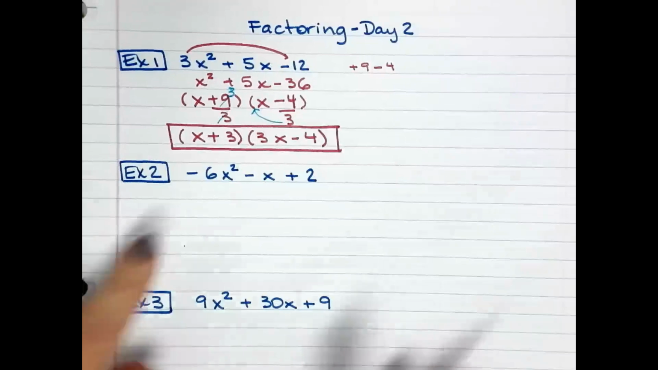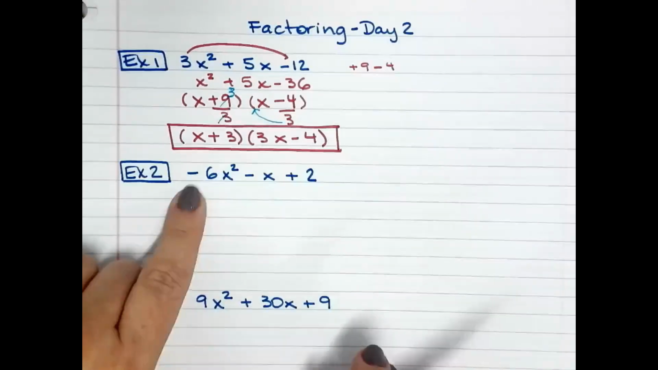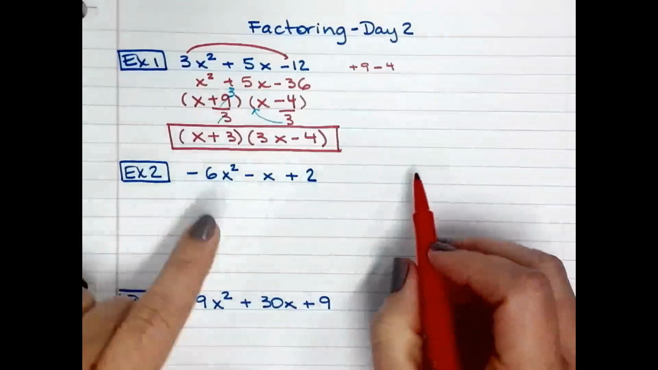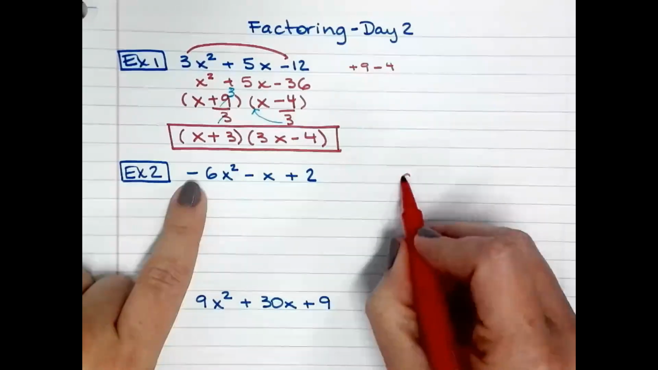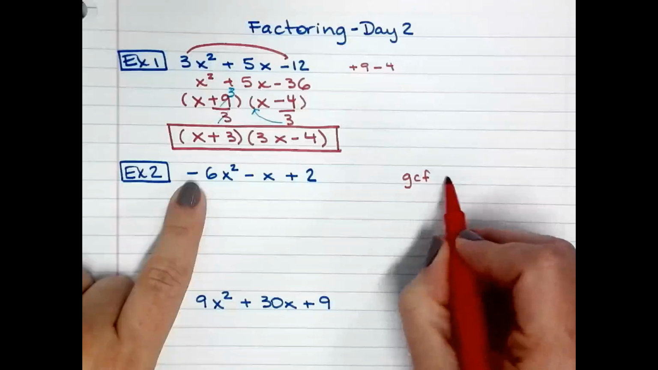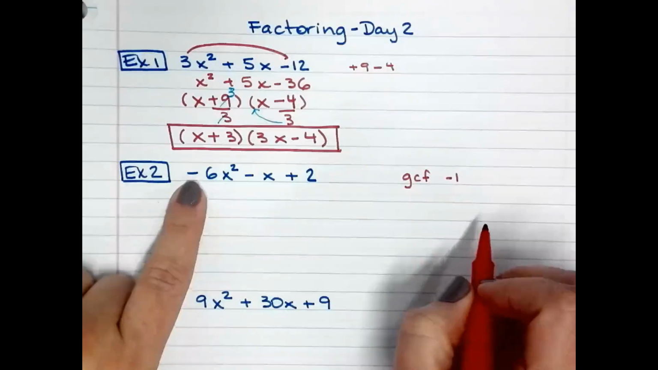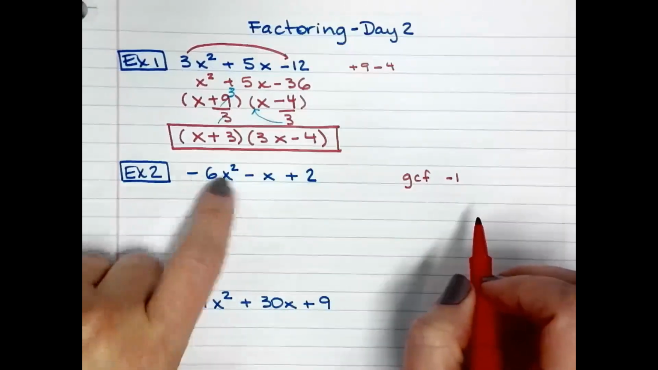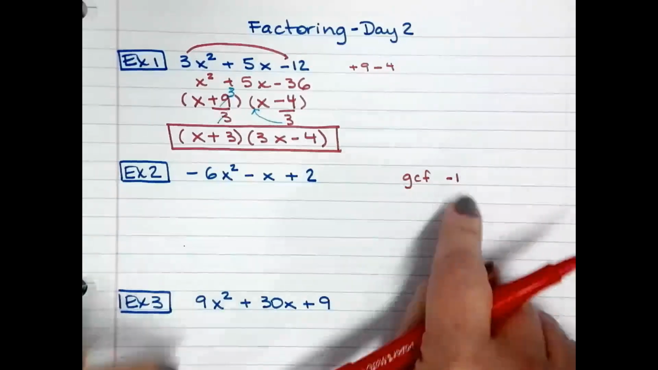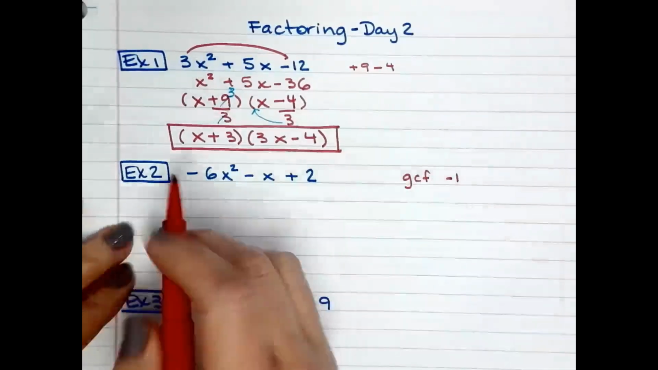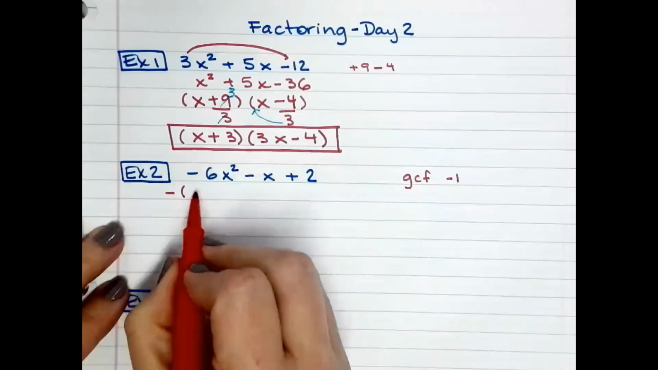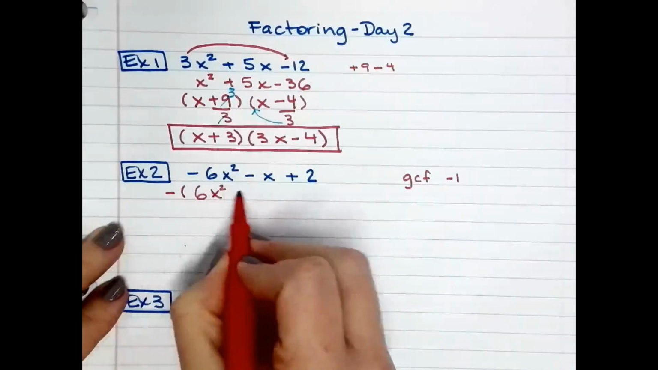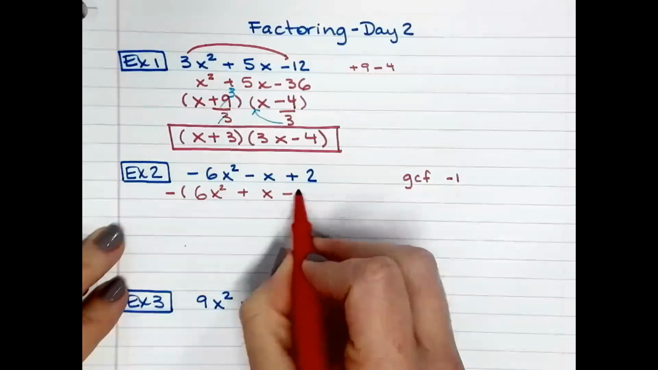For number 2, the leading coefficient is negative. So hint, hint, from factoring day 1, if the leading coefficient is negative, you have to factor out the negative. So the GCF will be negative 1 right here. That means I have to divide everybody by negative 1. And the negative doesn't go away. So the GCF goes right there in the front. So divide everybody by negative 1. So you have 6x squared plus x minus 2.